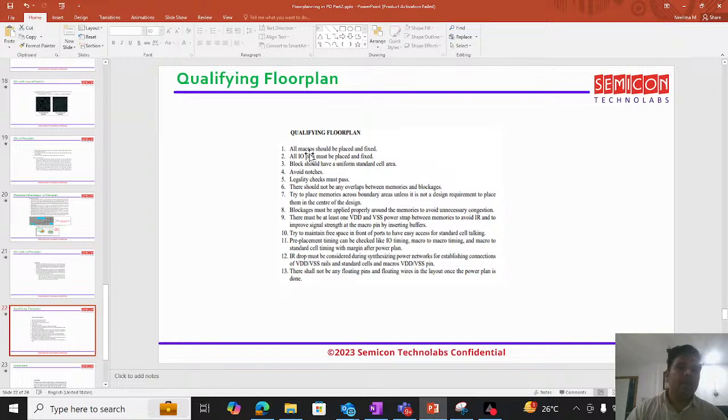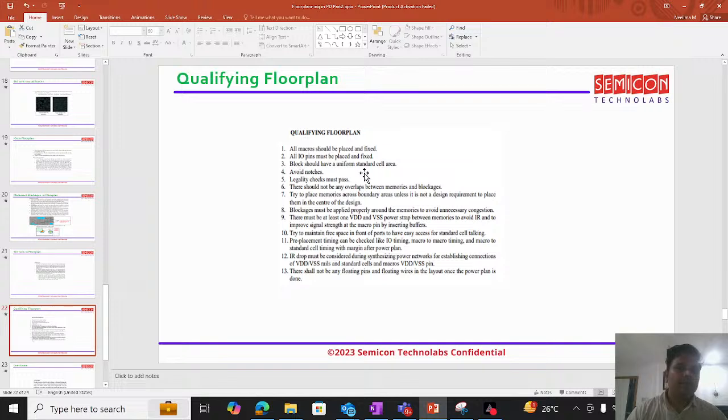For reference, all macros should be placed and fixed. Don't leave any macro in the placed status. Once the macros are placed, please change their property to fixed. They should not reflect as placed, because there is a high probability that during placement, the placer engine may move these macros by seeing them as placed. So always make sure that once the floor plan is done, all the macro locations are in the fixed status. All IO pins must be placed and fixed.